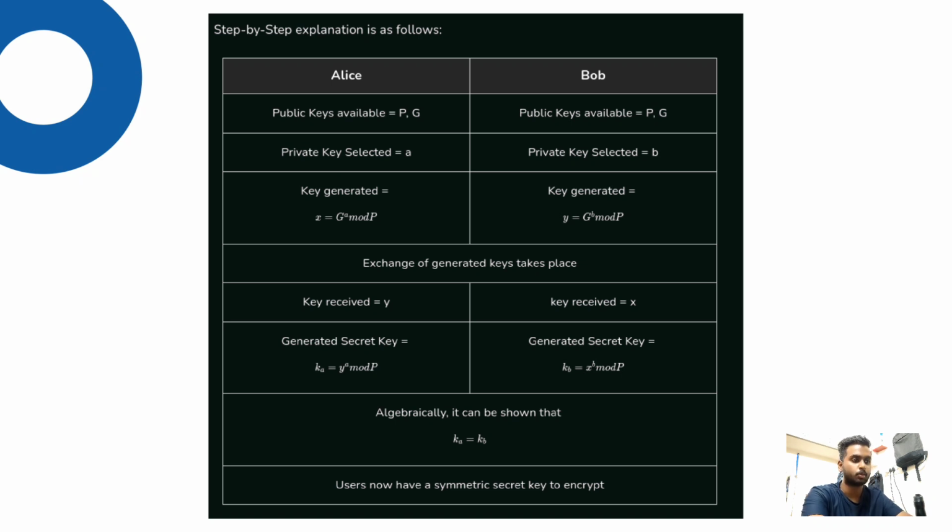The generated secret key is nothing but Y^a mod P, and the generated key of Bob is nothing but X^b mod P. Algebraically, it can be shown that Ka equals Kb. Users now have a symmetric secret key to encrypt the data.